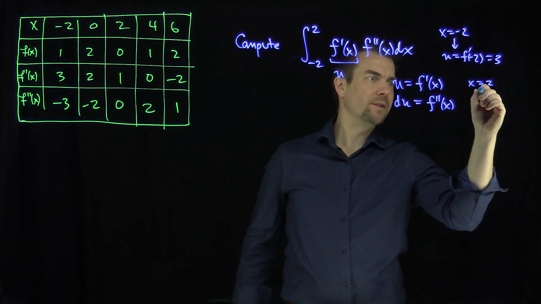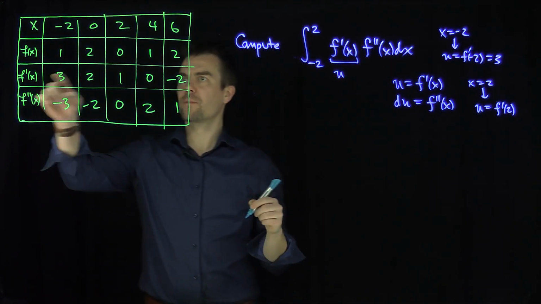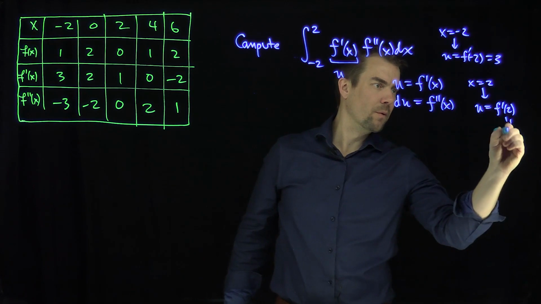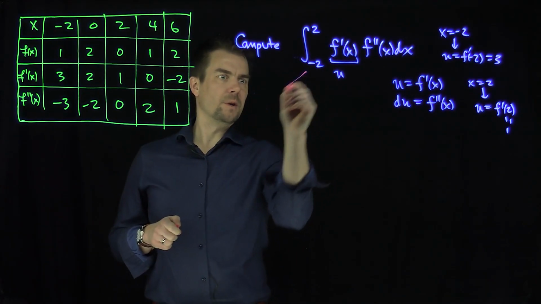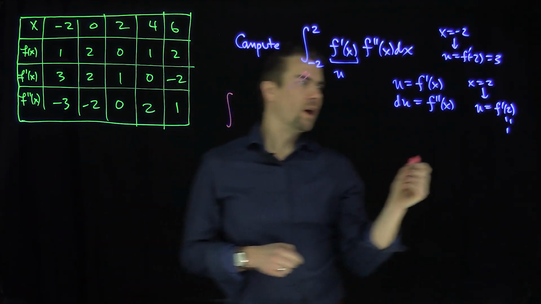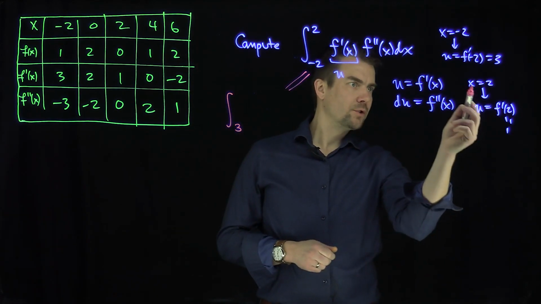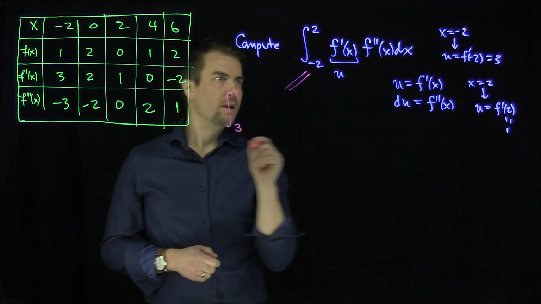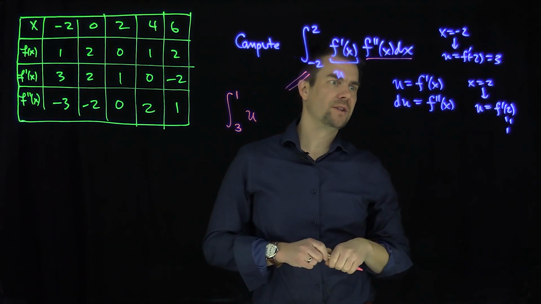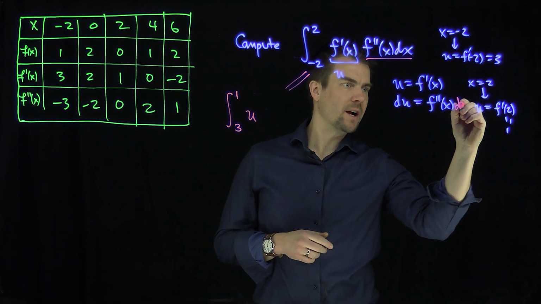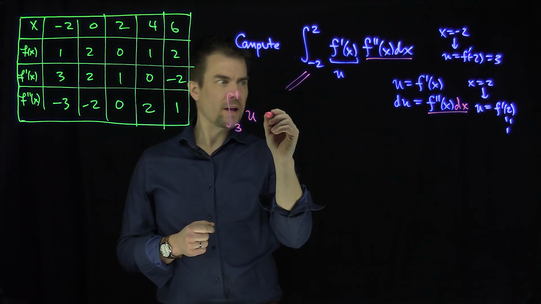And when x is equal to 2, that implies that u is equal to f prime of 2, and f prime of 2 from our chart is equal to 1. So with this u substitution, what will our integral become? At x equals -2, I'm at 3. When I am at 2, u becomes 1. F prime becomes a u, and f double prime of x dx becomes a du.